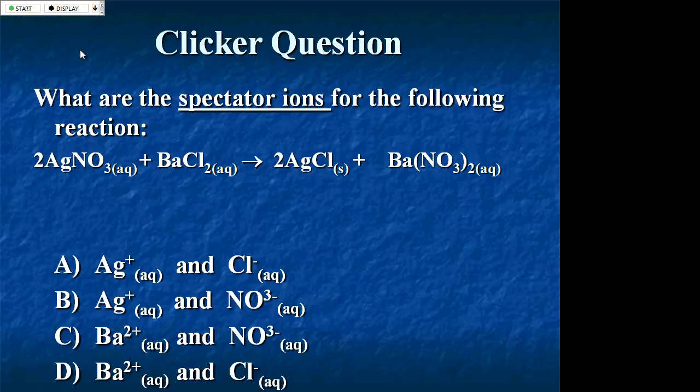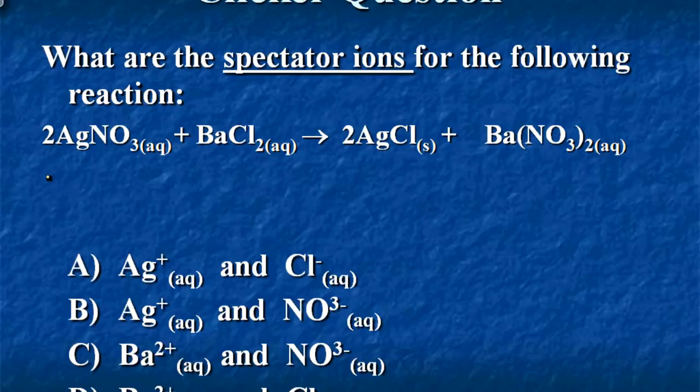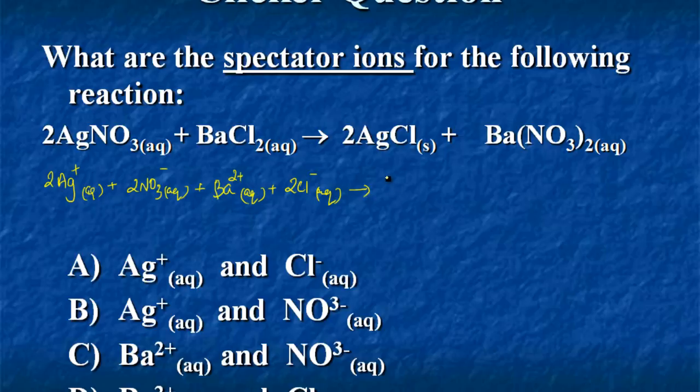All right. How do you do this? Okay, separate the aqueous species. So, what do we have? 2 Ag plus and 2 NO3 minus, plus Ba2 plus aqueous and 2 Cl minus aqueous. Good. 2 AgCl solid stays the same.